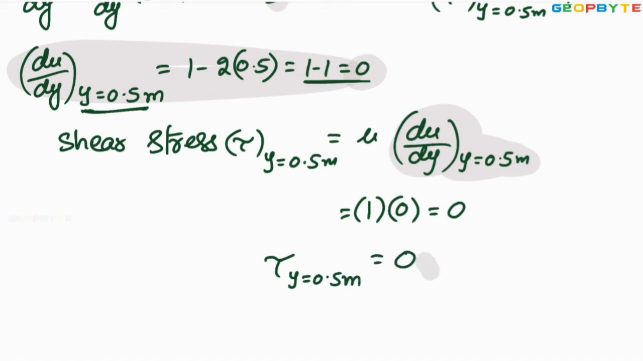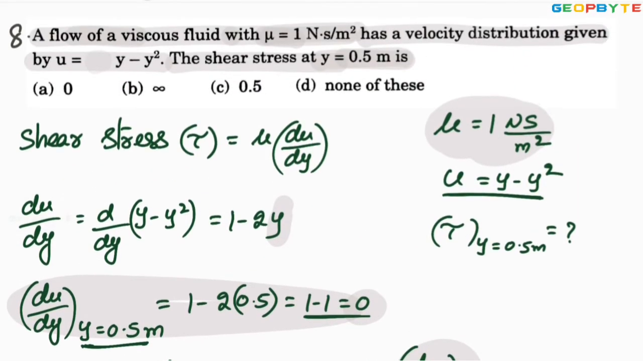That is the answer. Look at the options. Look at option A. Option A is given 0. Therefore, A is absolutely correct option. I hope you got my point.